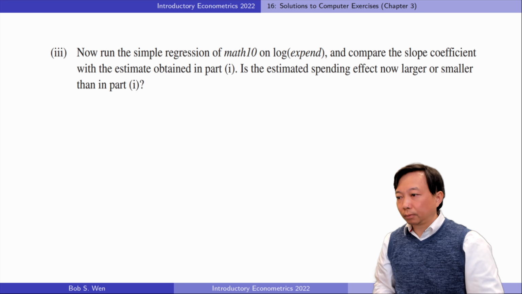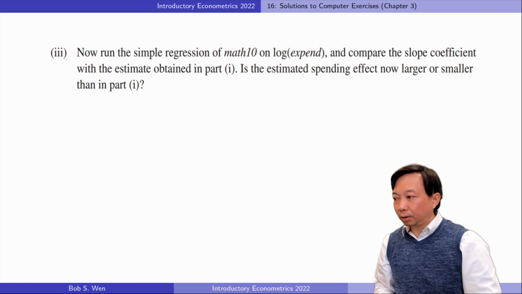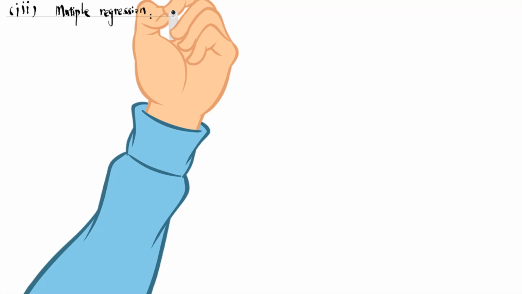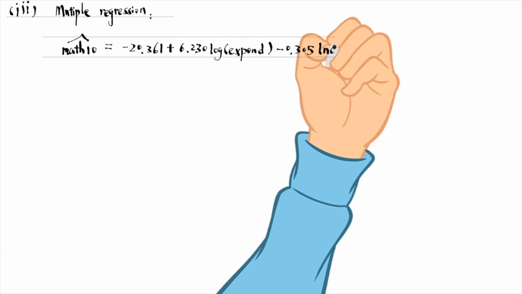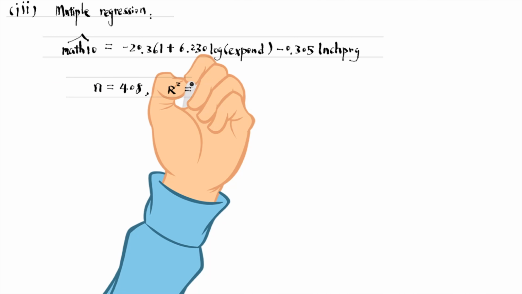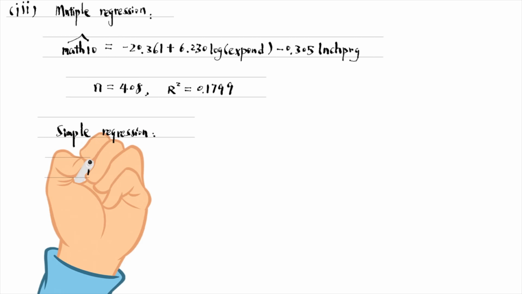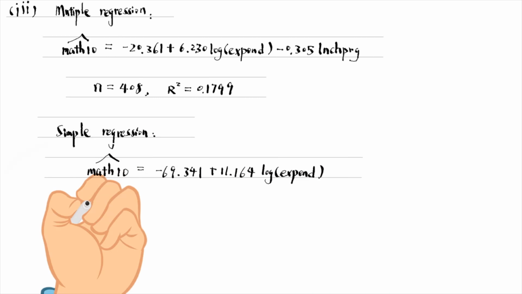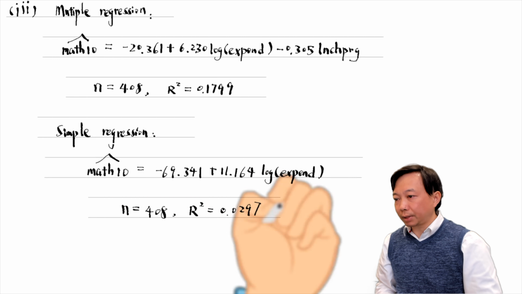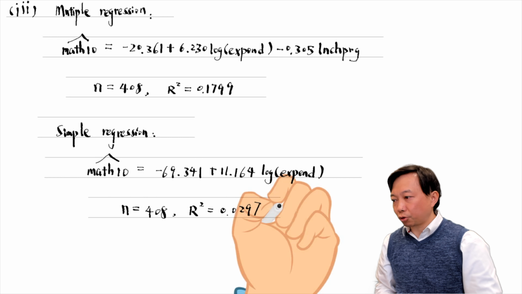For the third question, the slope coefficient on the log expenditure increases a lot in the simple regression. It is 11.16 in the simple regression, but 6.23 in the multiple regression. The estimated spending effect becomes much larger because it suffers from omitted variable bias.